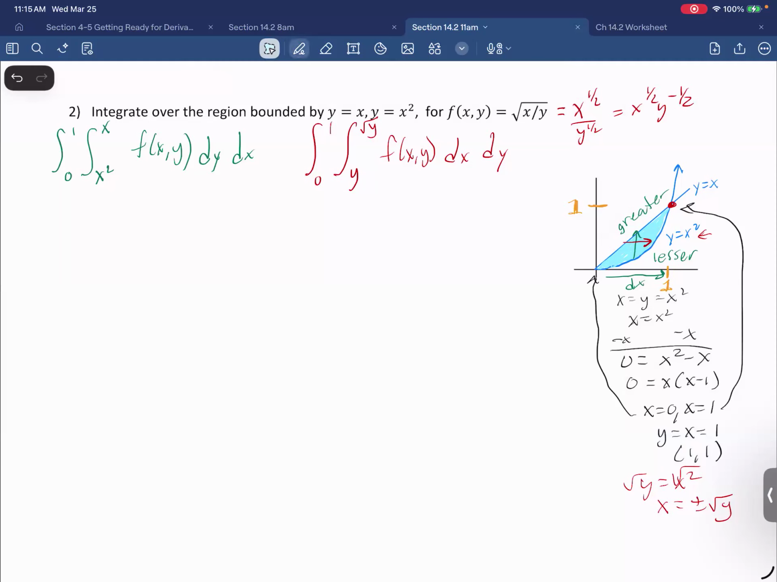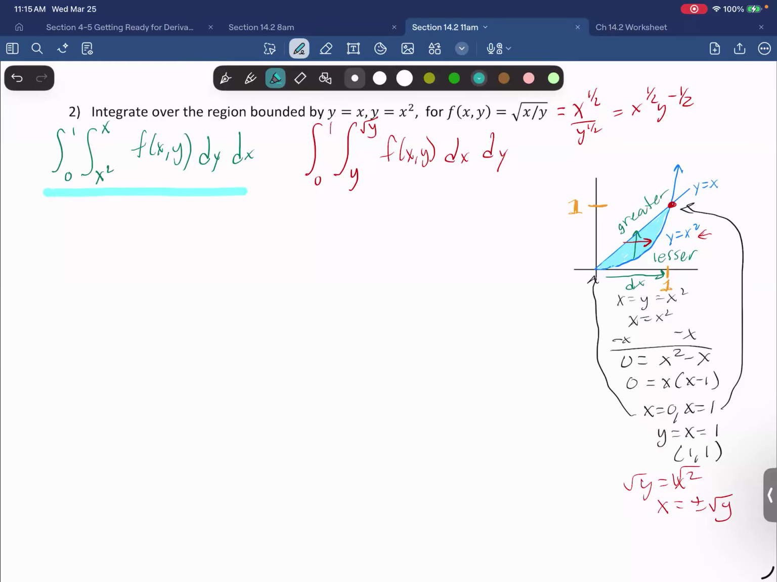So I say, let's go with this choice. It will be easier.